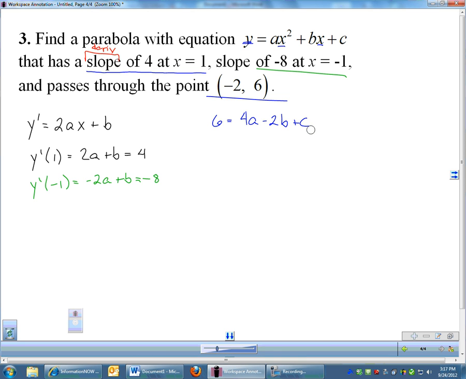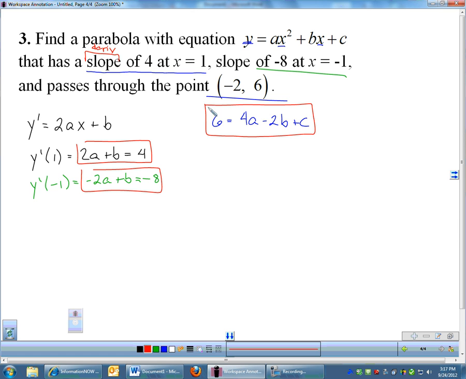So what we have here is 3 equations. I have one equation right here, one equation right here, and one equation right here. We have 3 equations, 3 variables, and we need to solve this system of equations. And I see 2 right now that are just sexy.